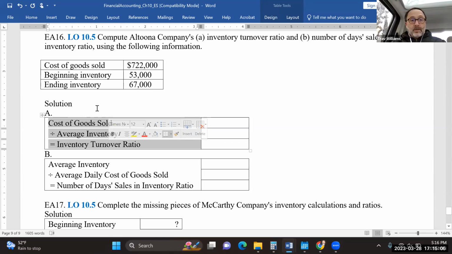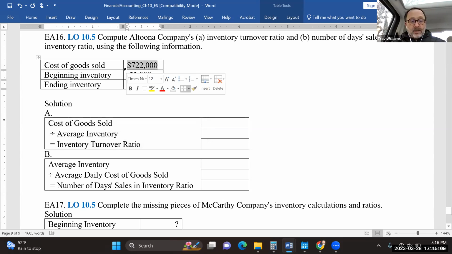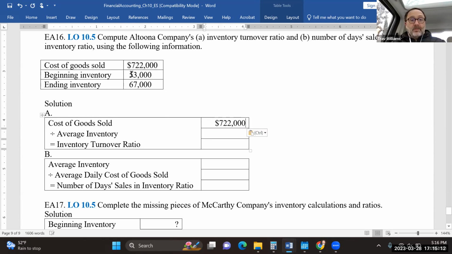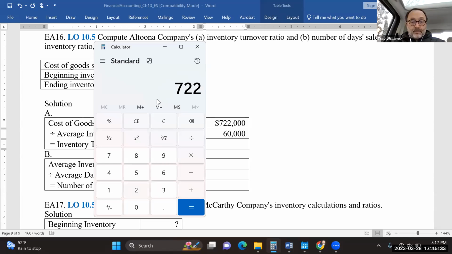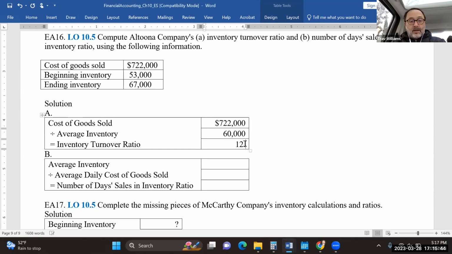So in this case, cost of goods sold is 722,000. To get our average inventory, we take our beginning inventory, add our ending inventory, divide by 2. And if we do that, in this case, we get 60,000. Beginning plus ending, divide by 2. Then we divide cost of goods sold by average inventory, and we get 12.03. So that is our inventory turnover ratio. Our cost of goods sold is 12.03 times higher than our average inventory.